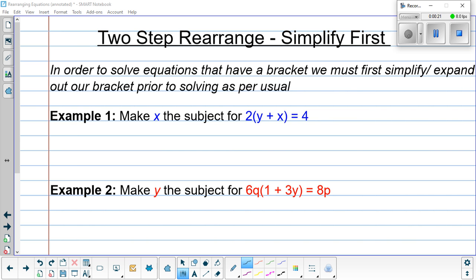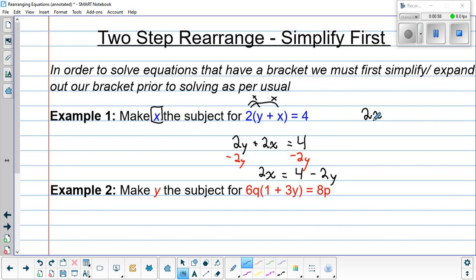So how do we do that? Well, same thing we normally would do, right? We haven't changed. This is just bracket expansion, so we're just going 2 times y, so we get 2y, and then we do 2 times x, so we get 2x. That's going to be equal to 4. So now we have something we can actually work with that we've seen before. We want to make x the subject. So here, we're just going to leave this 2x on the left, so we subtract 2y from both sides. Then we're going to be left with 2x equals 4 minus 2y.